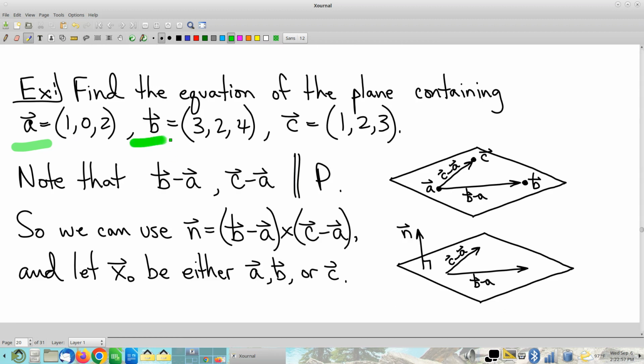Suppose you have 3 points given. Notice that 3 points, as long as they don't line up or something unfortunate like that, will define a plane. Right? There's a unique plane that goes through these 3 points.